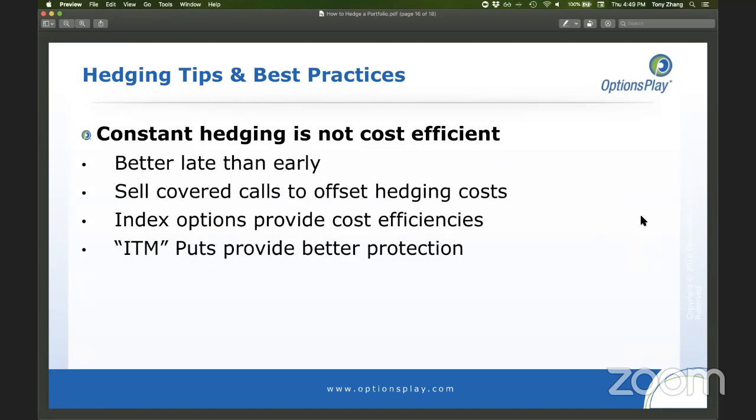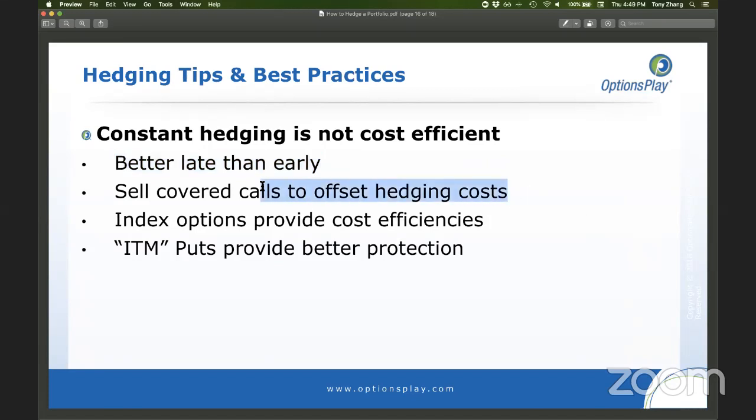So just to reiterate, constantly hedging your portfolio is not cost efficient. So you only want to do it when you truly expect the market is going to correct with a high amount of certainty. And in my opinion, you're better late than early, because if you're anticipating it and it doesn't happen, you're losing 1%, 2%, 3% of your portfolio just waiting. And that's not something you want to do. You only want to buy insurance, in my opinion, when the sell-off has started to happen.